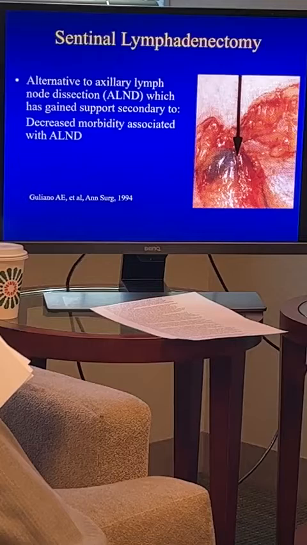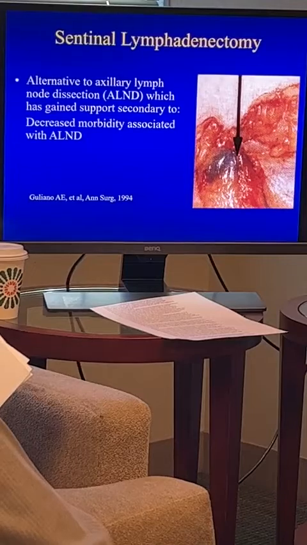What's even more exciting and an even more significant advance is data now indicates that if a person only has microscopic disease involving 2 of those lymph nodes, they're done. They don't require any further dissection of those lymph nodes. That's an adequate treatment of that armpit.